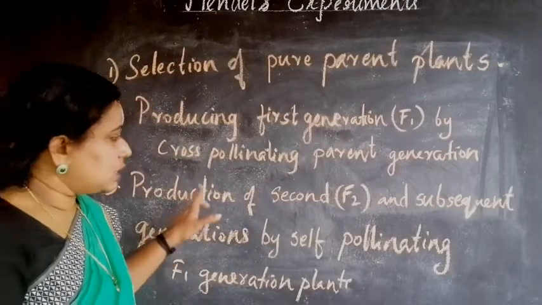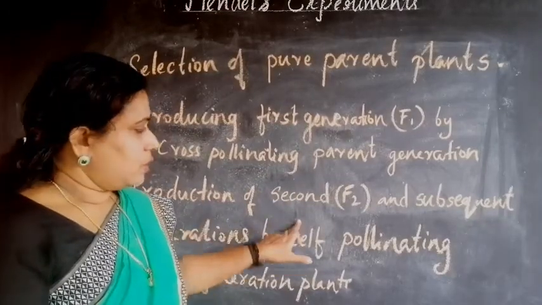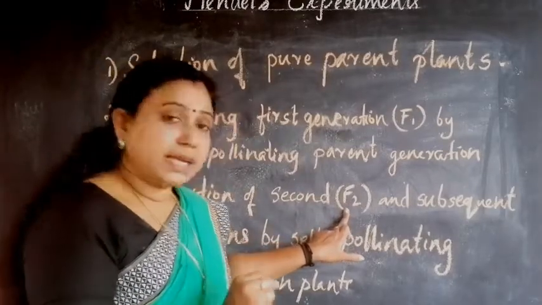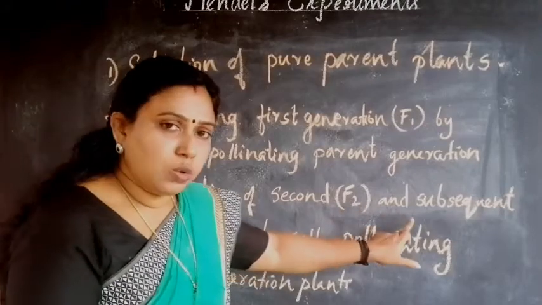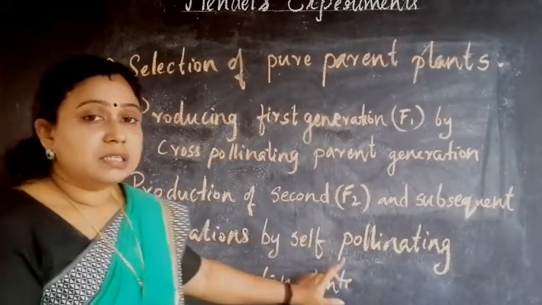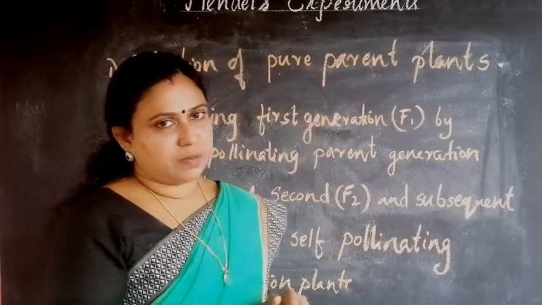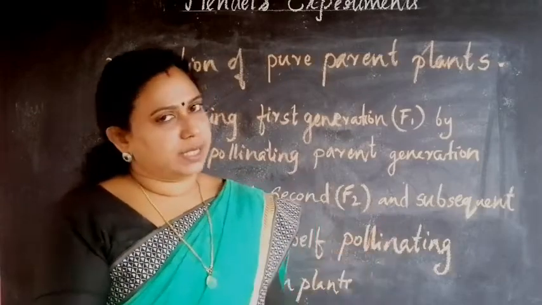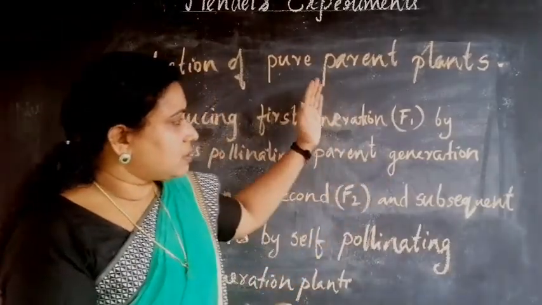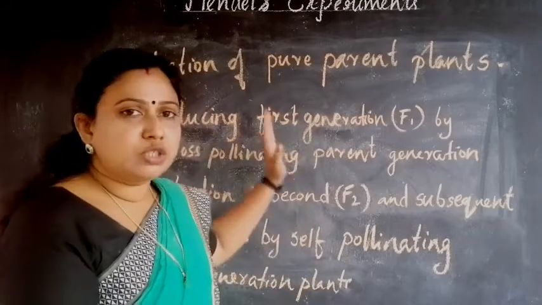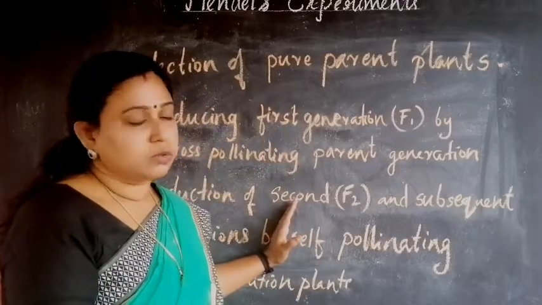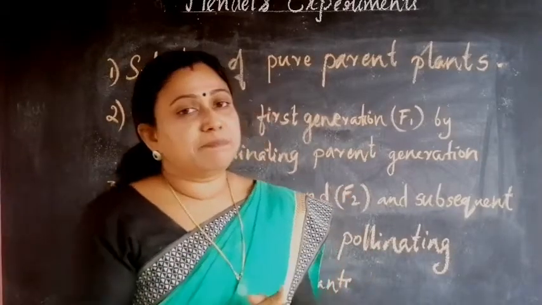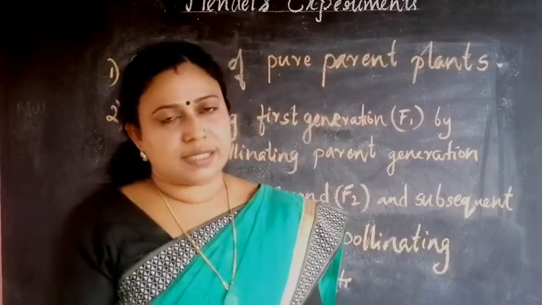Next, the third step is the production of the next generation, that is the second generation, or the F2 generation, or second filial generation. How? By allowing each plant to self-pollinate and produce the next generation. So these are the 3 steps followed by Mendel to find out the inheritance of characters in the pea plant generation after generation.